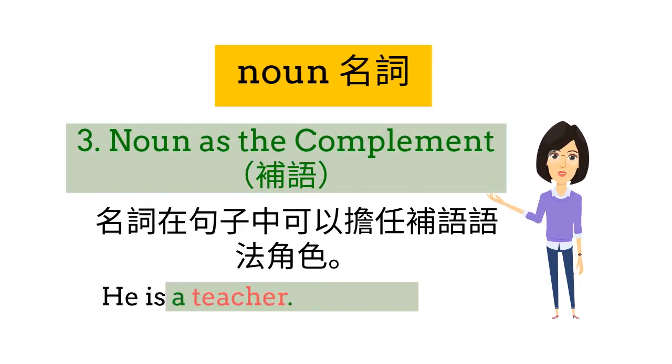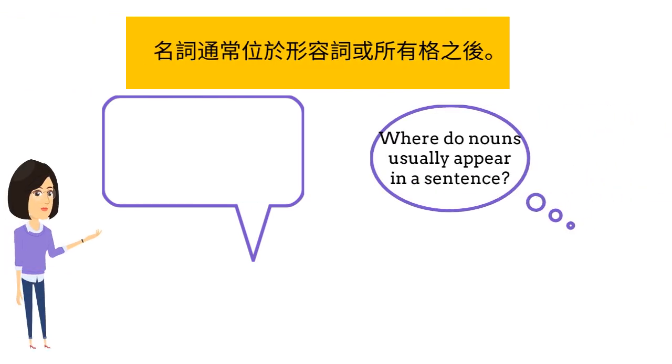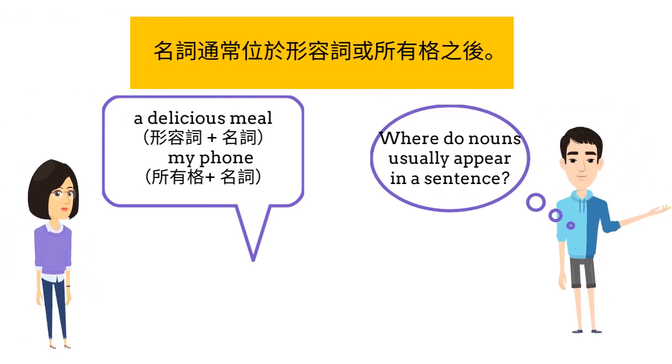3. Noun as the complement. Example: he is a teacher. Teacher Grace, where do nouns usually appear in a sentence? Great question. Nouns often come after an adjective or a possessive pronoun. Examples: a delicious meal, my phone.